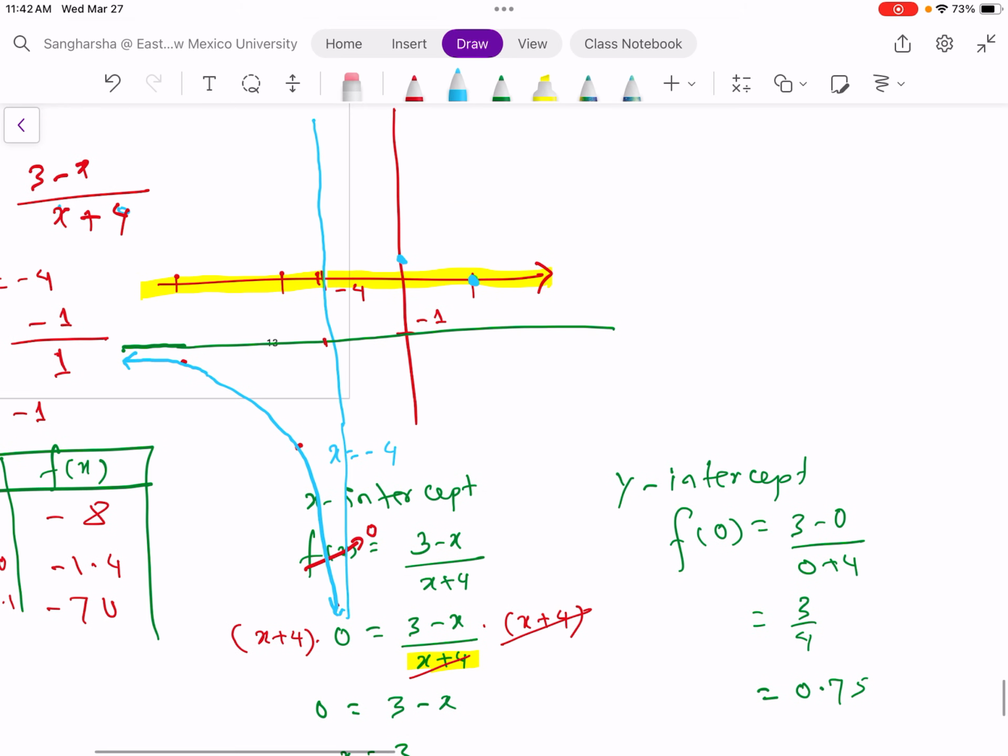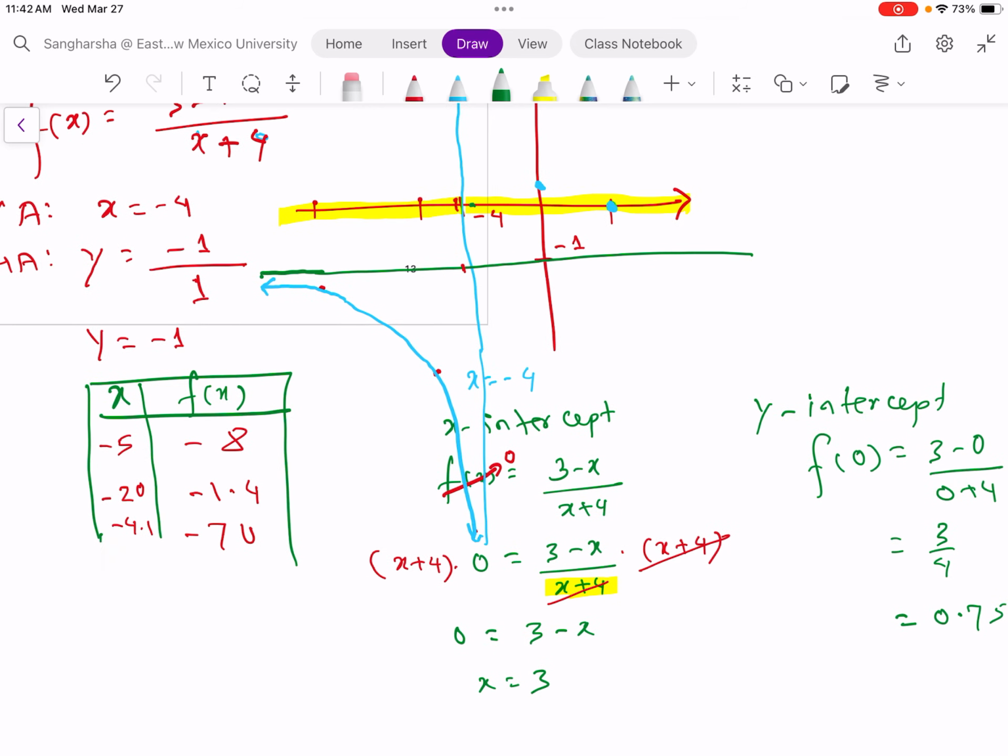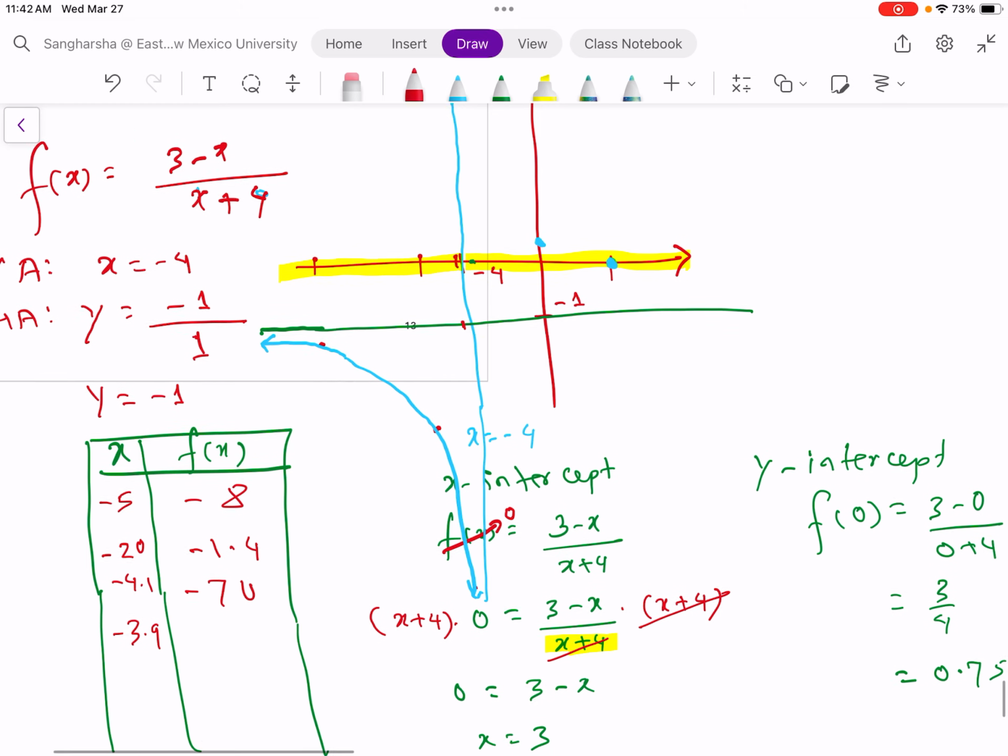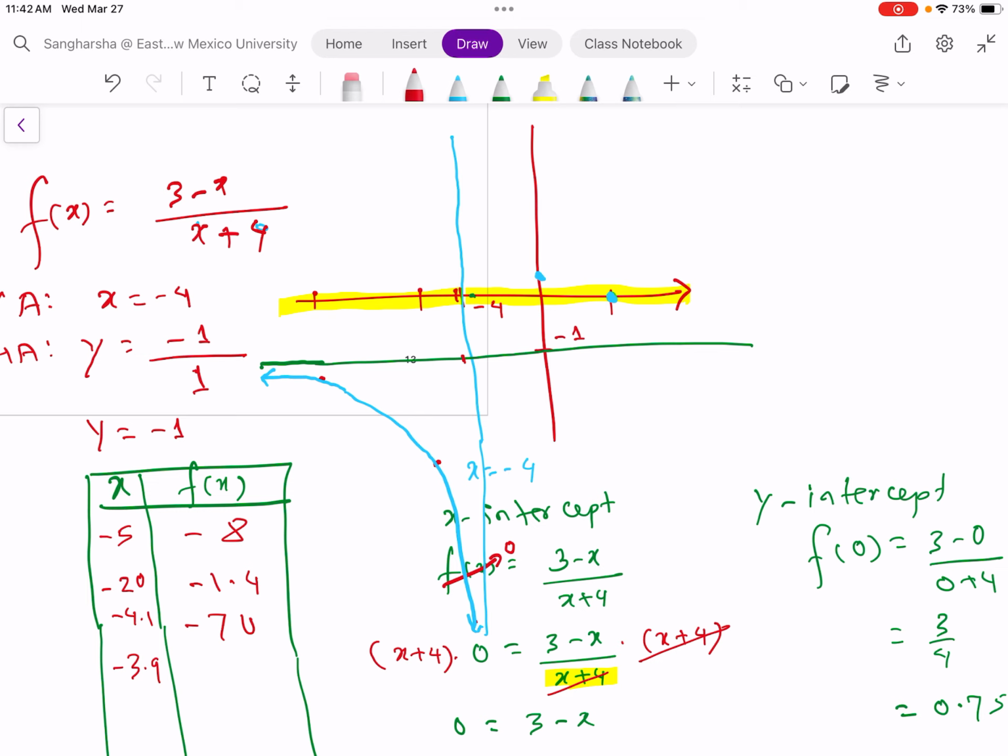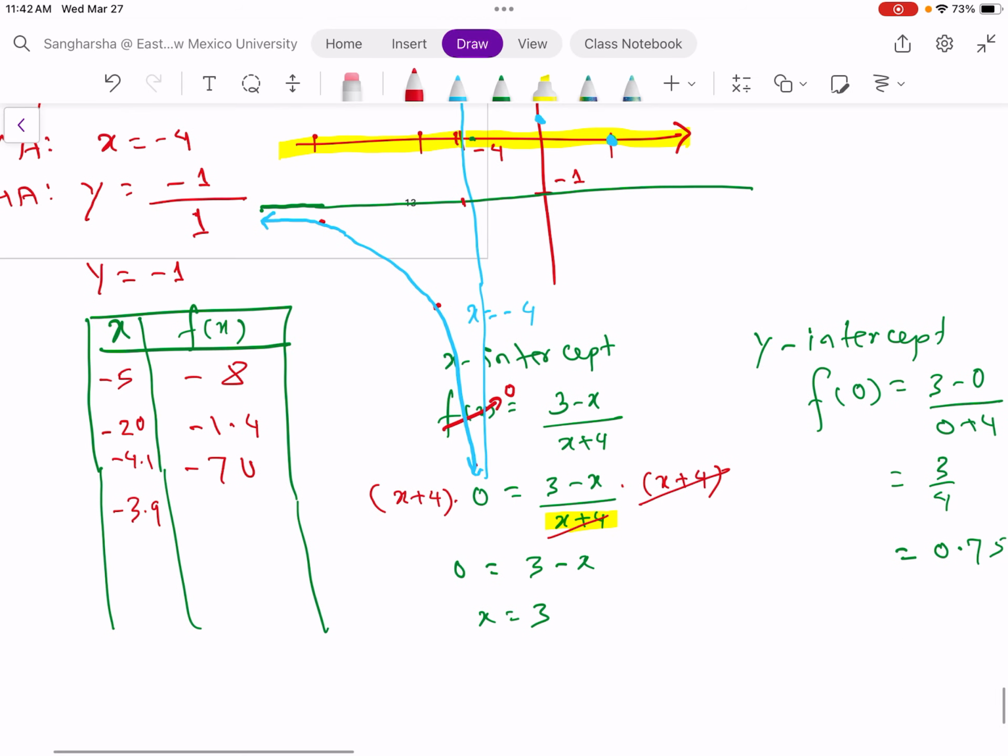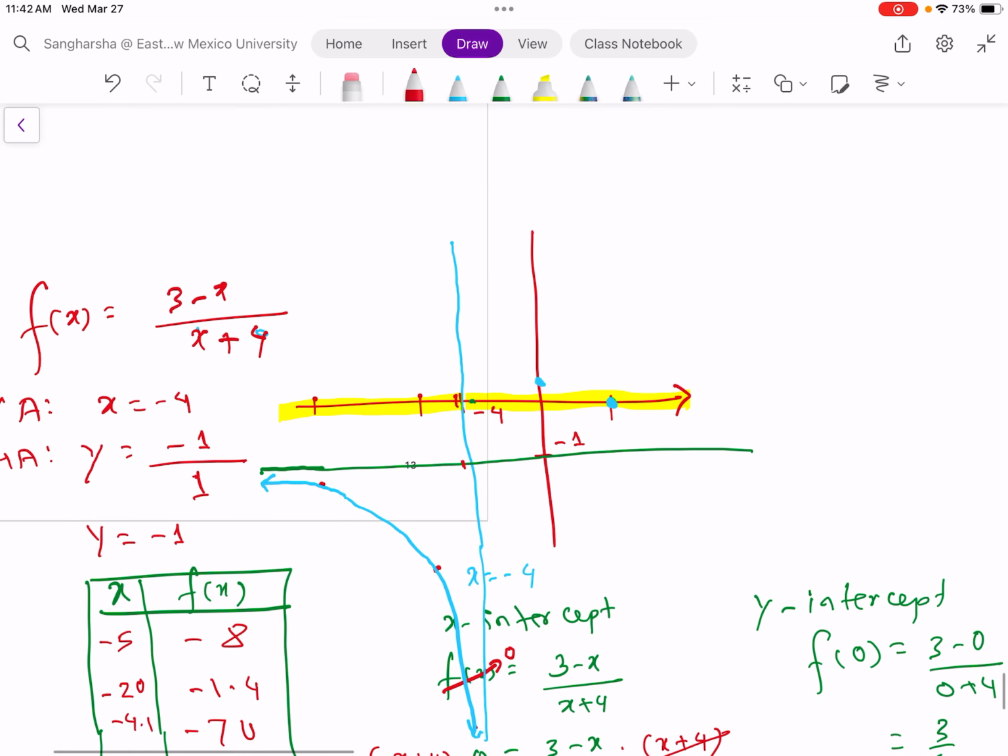So let's choose a number somewhere here, like -3.9. If our x is -3.9, now let's find the output. For negative 3.9, that is 6.9 divided by 0.1, that is 69. So we're gonna have 69 here as output. When you choose a point x input here, we're gonna get output somewhere here. So this is 1 point.